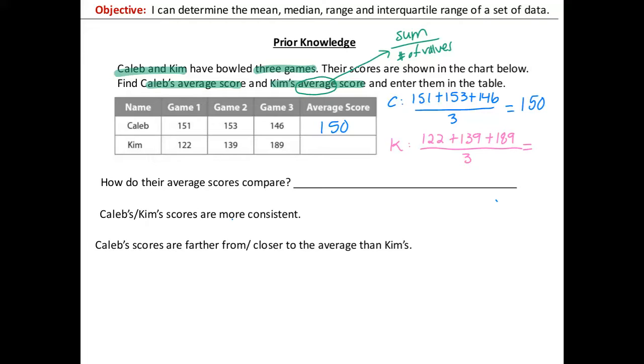I didn't hear you guys talking. Am I going too fast for you? Make sure you're plugging it into the calculator. All right, on a count of 3, you're going to tell me what you got for the average. 3, 2, 1. 150. Okay, thank you. This is also 150 for Kim.